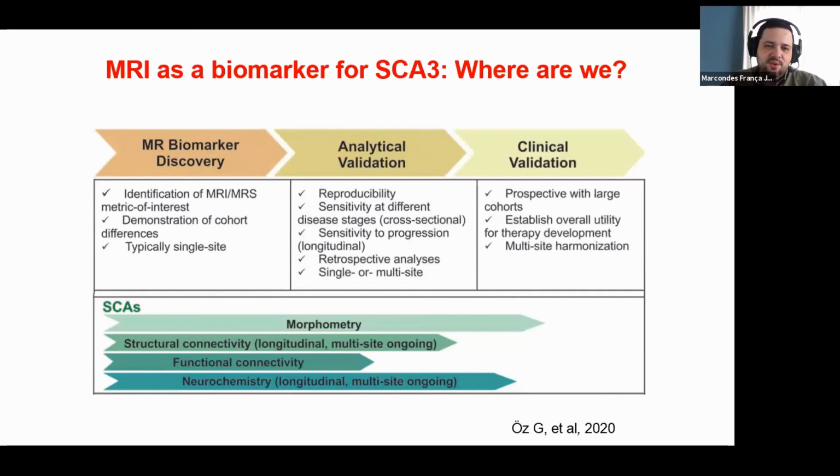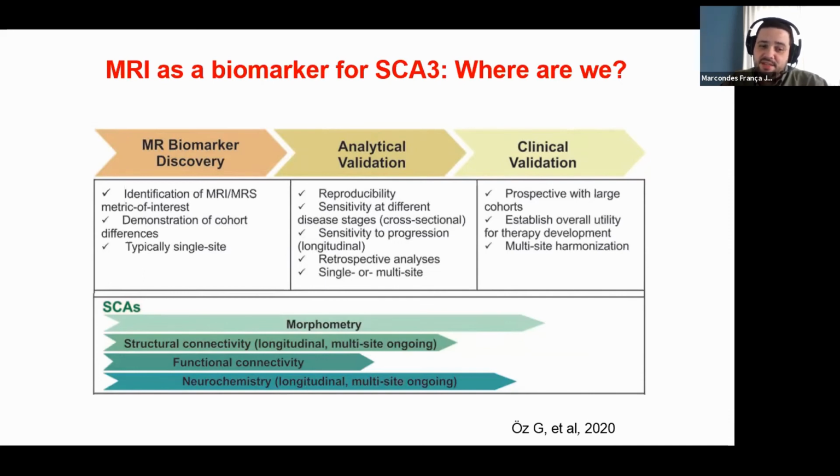Leonard. So where are we now in terms of using MRI as a potential biomarker for Machado-Joseph disease? So we certainly have some nice data considering the biomarker discovered, as I showed you previously. I would say we already have some validation in terms of reproducibility, in terms of sensitivity to different disease stages, but we definitely need additional clinical validation.